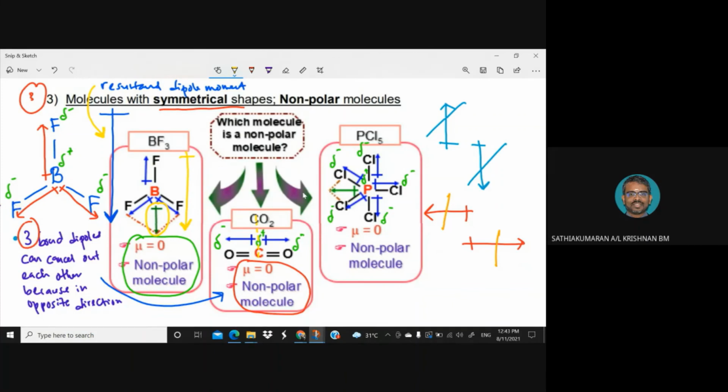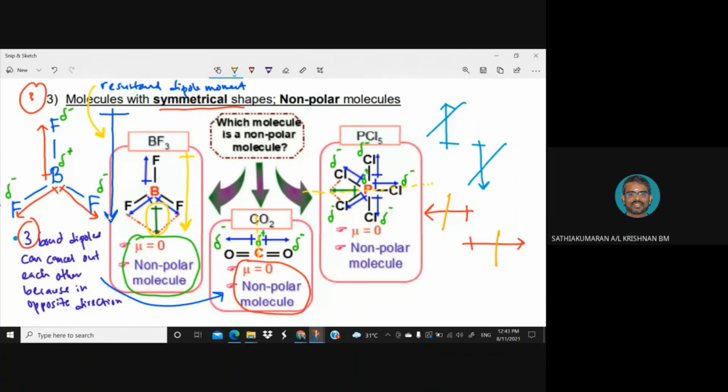Okay. Is it symmetry? You see, at the center I got P. Here I got Cl, and facing up I got 2Cl, and this side facing down also I got 2Cl, same size, same space. So it's symmetry.